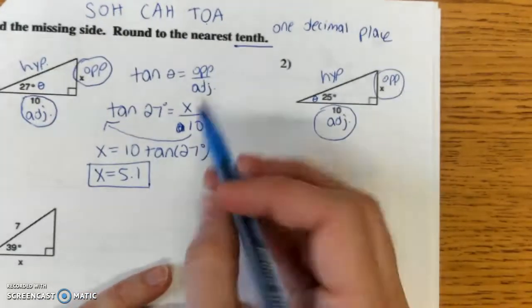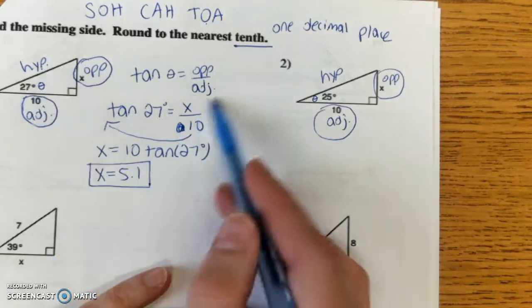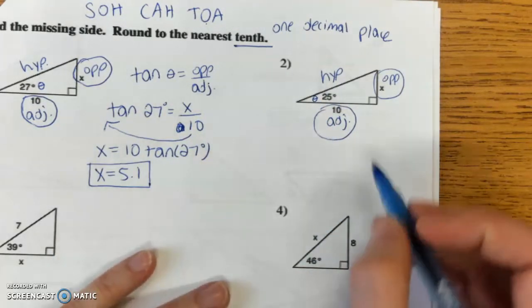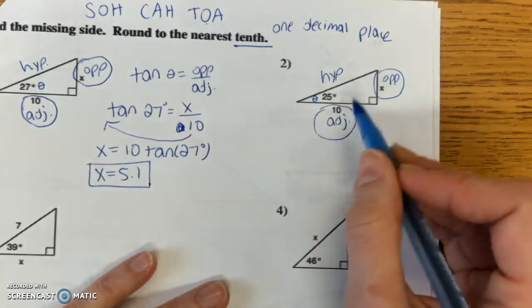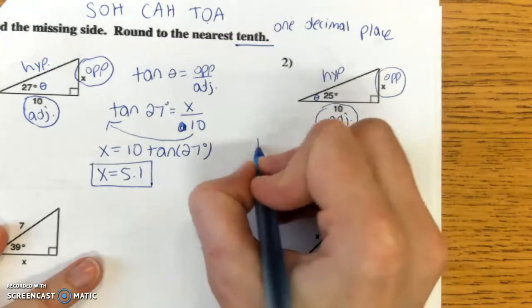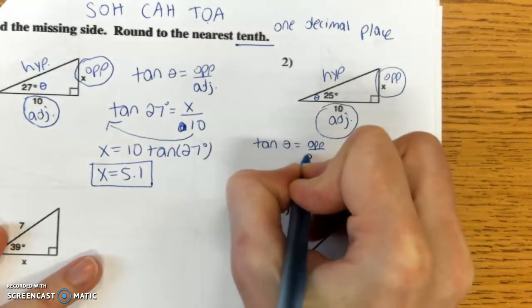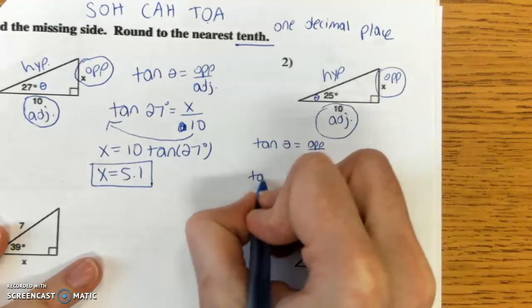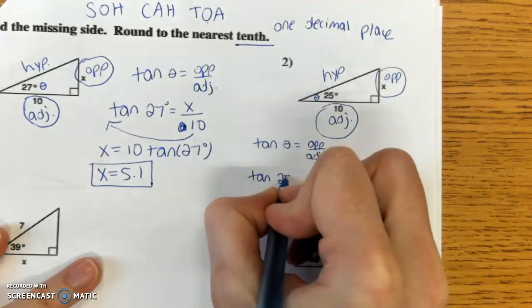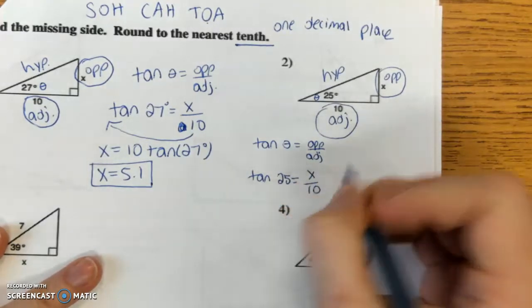All right, it looks very similar to this problem. The only thing that changed was our degree measure. Instead of 27, now we have 25. So, spoiler alert, we're using tangent, opposite, and adjacent. So tangent of theta is equal to opposite over adjacent. So my tangent of 25 is equal to x over 10.